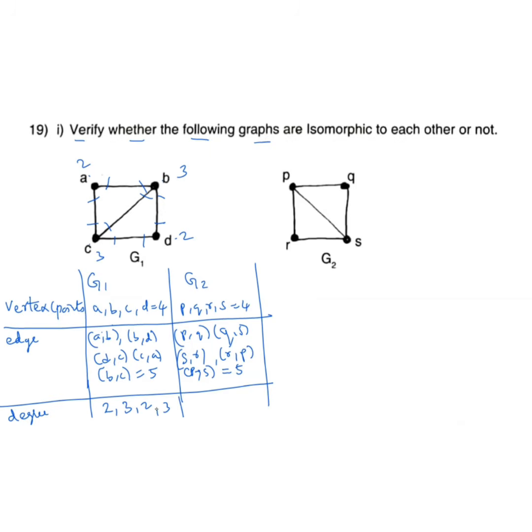Next, for P it is 3. For Q it is 2. For S it is 3. For R it is 2. So here you can see the degrees are 2, 3, 2, 3 in G1 and 3, 2, 3, 2 in G2. The degree sequence is also the same.